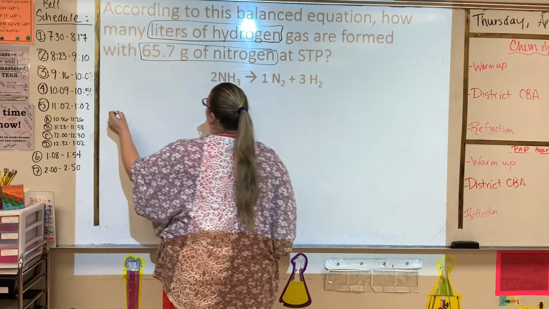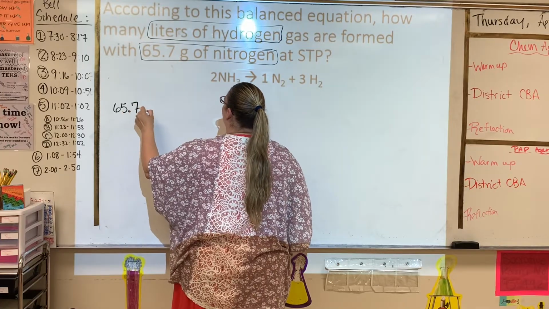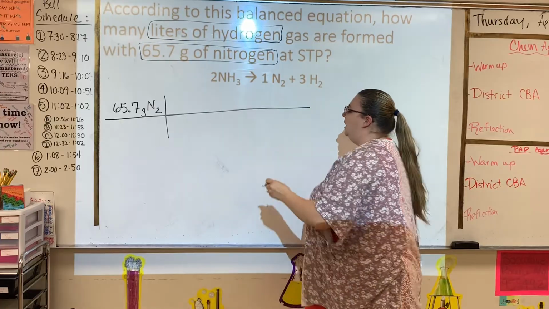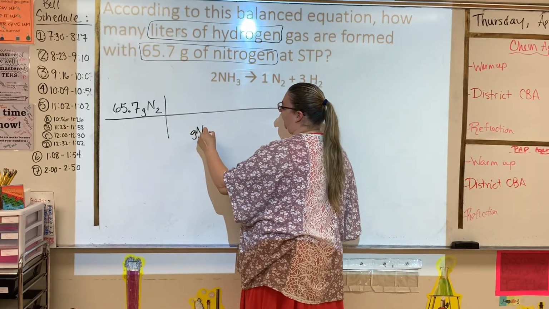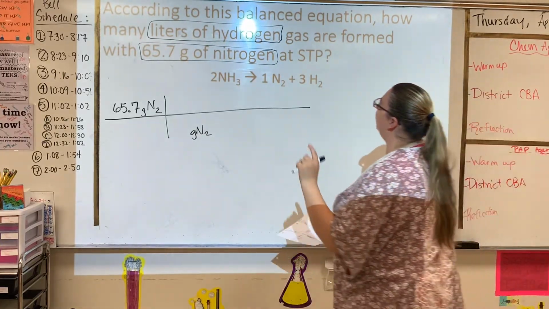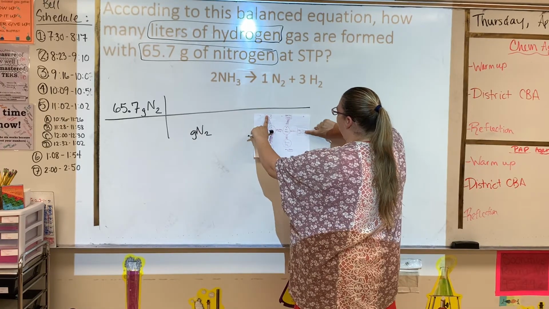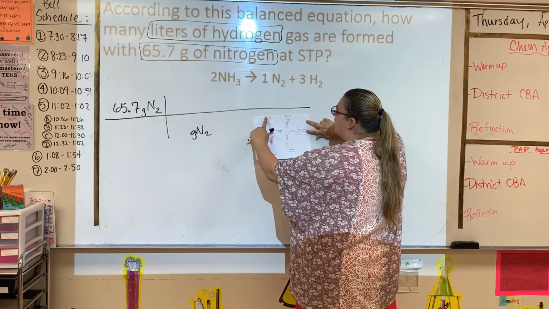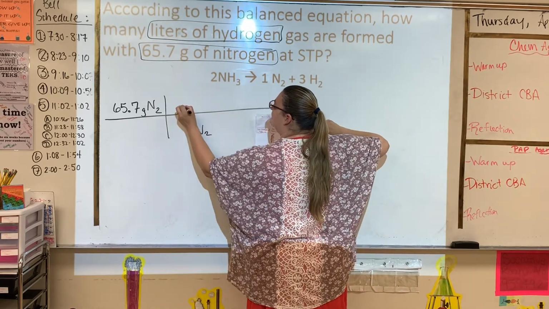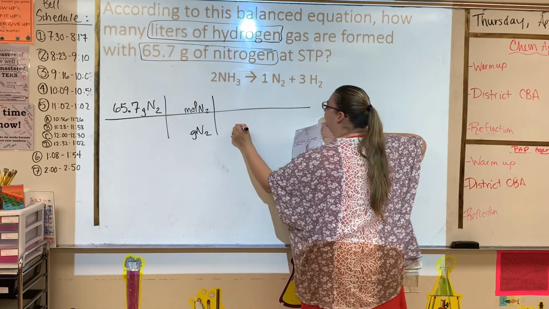All right, so the given goes top left with units. So I'm gonna put my 65.7 grams of N2 here. Drop it down. Okay, and now we're gonna grab that mole roadmap and we are gonna figure out how to get from grams of one thing to liters of another. So I'm starting at gram A and I'm going to the gas volume grotto on the other side. So the first step is go from grams of A to moles of A. So I'm gonna go from grams of N2 to moles of N2. Drop it down.